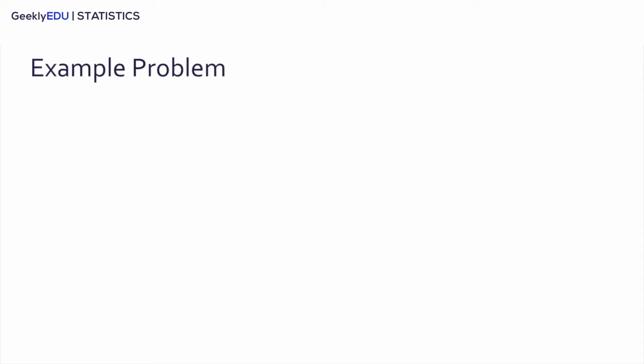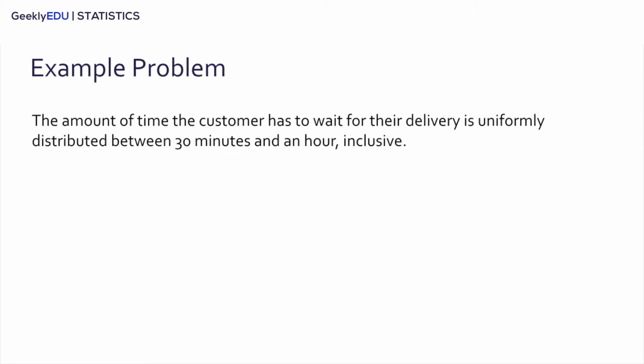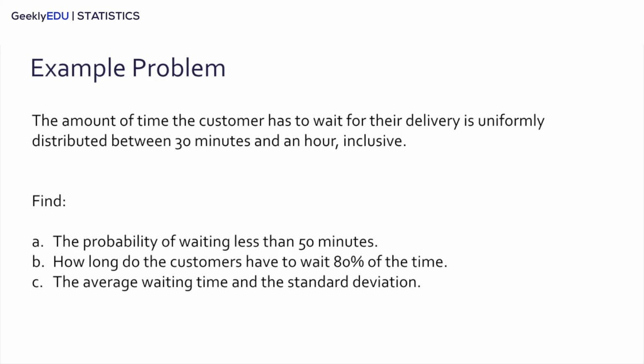So here's an example problem. The amount of time the customer has to wait for their delivery is uniformly distributed between 30 minutes and an hour, inclusive. Let's see what we've got to find here. The probability of waiting less than 50 minutes, how long the customers have to wait 80% of the time, and the average waiting time and the standard deviation. Well, let's get started.